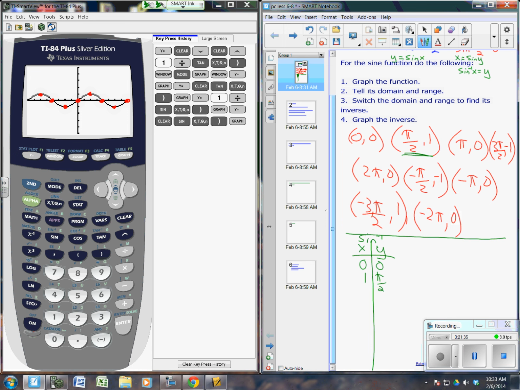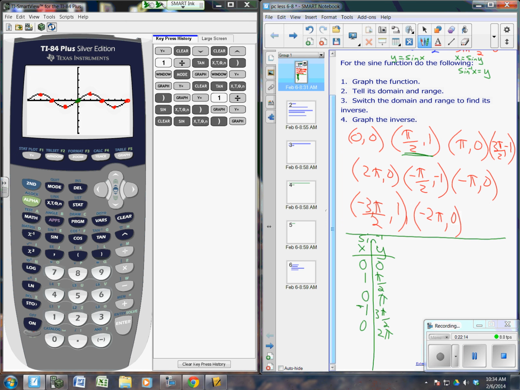What's the next one? 0 comma pi. What's the next one? Negative 1 comma 3 pi halves, and what else? 0 comma 2 pi. Let's graph these on this thing. Now keep in mind, you guys, what's pi divided by 2? Pi is about 3.14 divided by 2 is about 0.78. Okay? So when I graph, I'm going to graph 0 comma 0 right here. I'm going to use a different color. Let's go green. I'm going to graph 0 comma 0. I'm going to graph 1 comma pi halves.